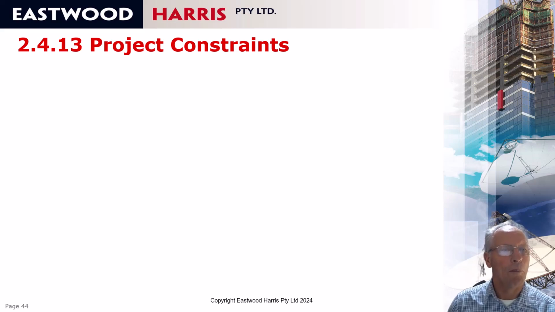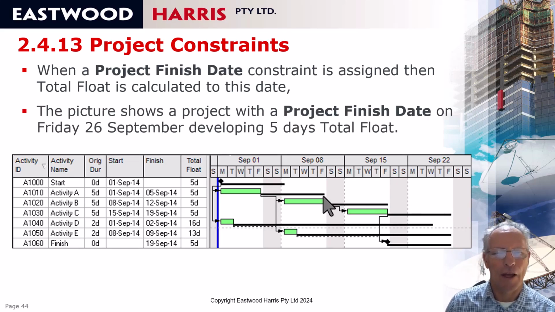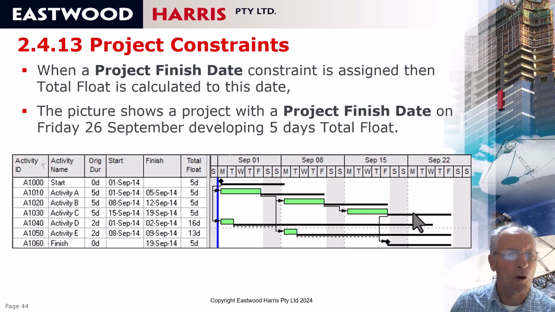First, I want to talk about project constraints. So when you set a project finish constraint and it is after the calculated end date, what happens here is that you have a project finish date 5 days after the calculated finish date, and therefore we get 5 days float on activities that were on the critical path.